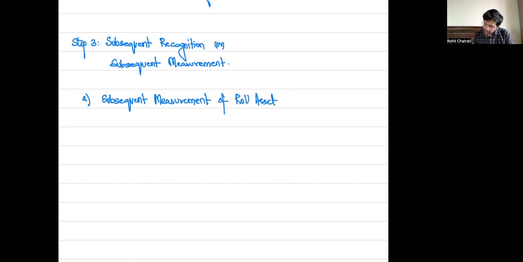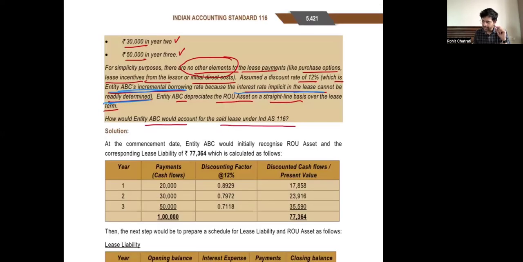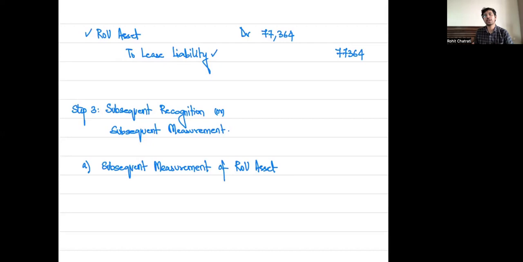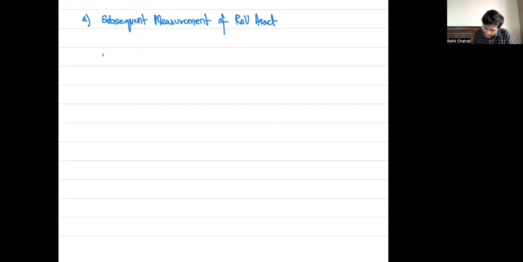Now, ROU asset or right of use asset is as good as a fixed asset. So it is depreciated over the lease term. The question also mentioned that ABC depreciates ROU asset on a straight line basis over the lease term. So we are going to depreciate the right of use asset over a period of 3 years.